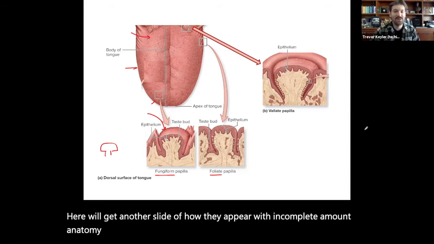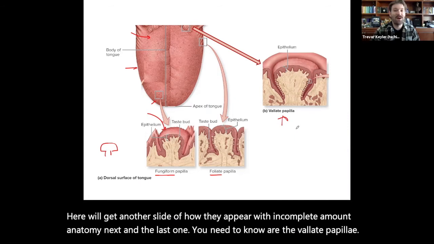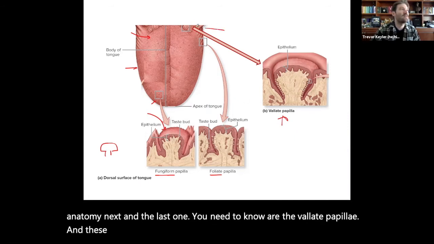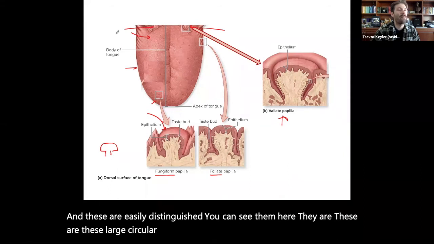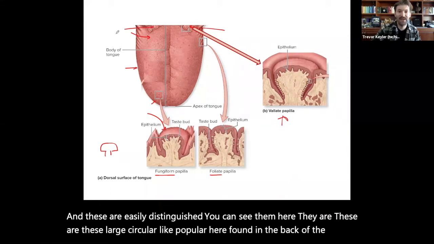And then the last one you need to know are the vallate papillae. Okay. And these are easily distinguished. You can see them here. These are these large circular-like papillae here found at the back of the tongue. So they're really easy to pick out.